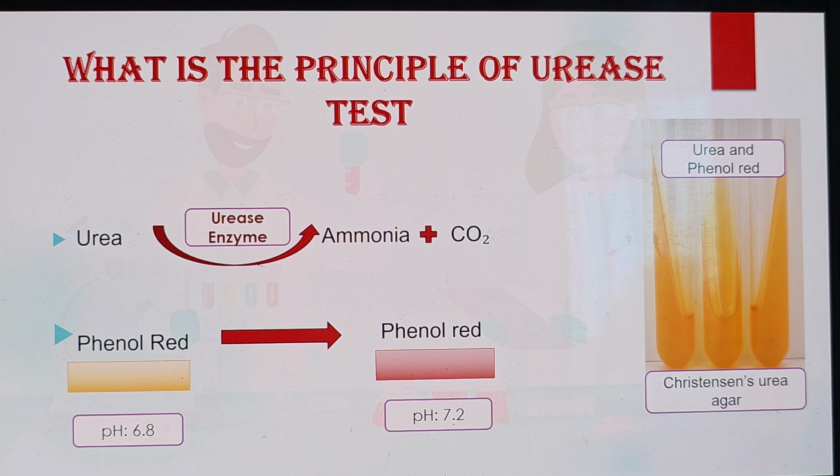Phenol red indicator changes the color of the media from yellow to pink in alkaline pH. So pink color indicates positive urease test. So here an important point is that the phenol red is used as the pH indicator, which at pH 6.8 is colorless, and when the pH increases to 7.2 the color of the media turns to pink.